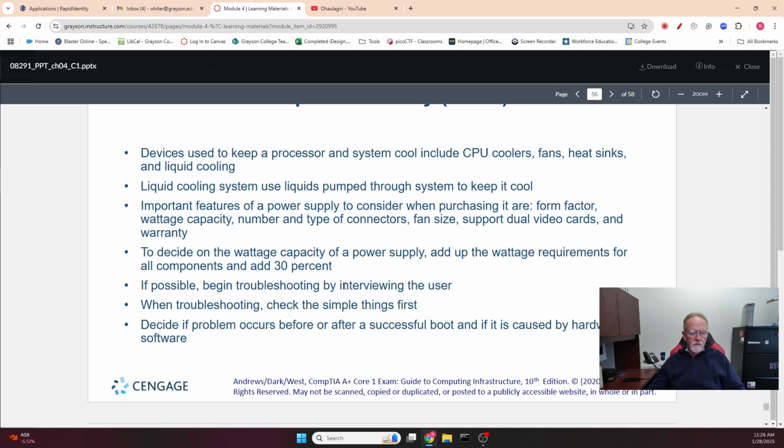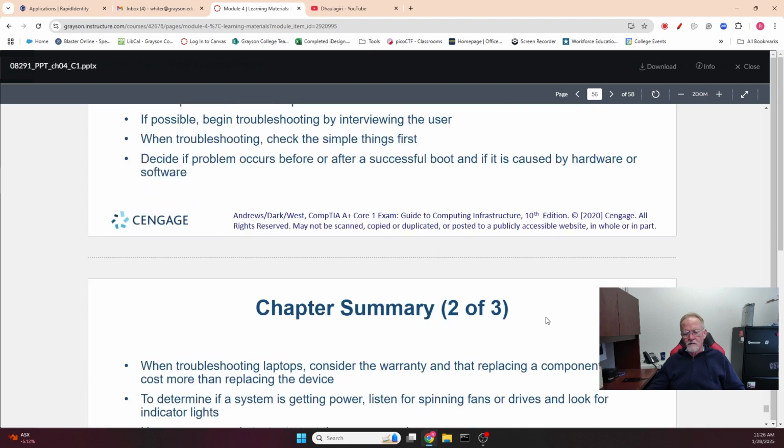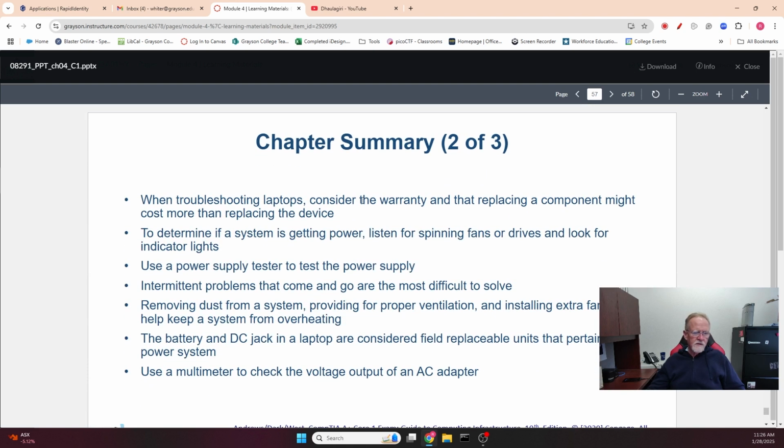If possible, when you're troubleshooting, you want to start by interviewing the user. Then do the simple things first and decide if the problem occurs before or after a successful boot, and whether it was caused by hardware or software. Troubleshooting laptops: consider the warranty, and replacing a component is a lot more expensive than replacing the device. And that's probably the best advice they're going to give you. If you're having trouble with a laptop, buying a new laptop is going to always be cheaper.